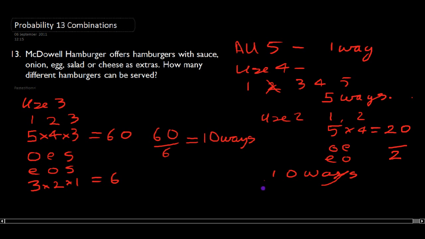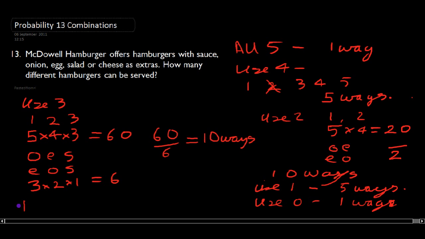Now if we just use 1, we can obviously see we can choose any of the 5 things, so there's going to be 5 ways of choosing 1. And using none of them, well, there's only going to be 1 way we can do that, because there's only the burger and nothing else.